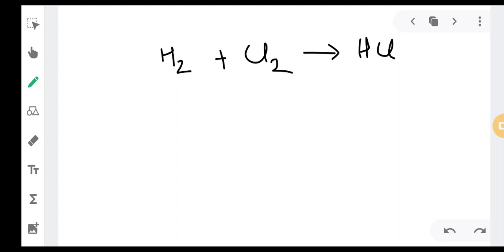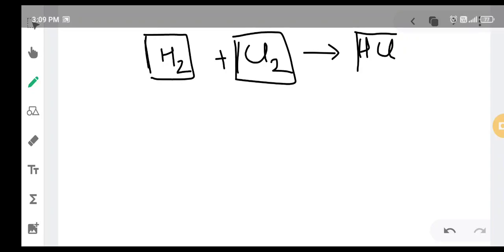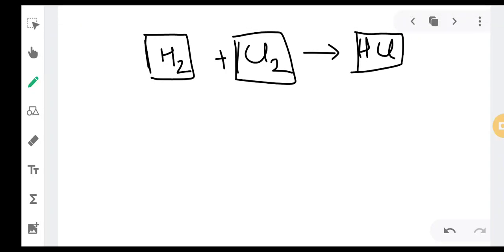Okay, so what you need to do, first step is to draw boxes around reactants and products. Then what you need to do, you need to write how many atoms are there. Over here there are 2 atoms of hydrogen, 2 atoms of chlorine, 1 atom of hydrogen, 1 atom of chlorine. So you need to write how many atoms are there.